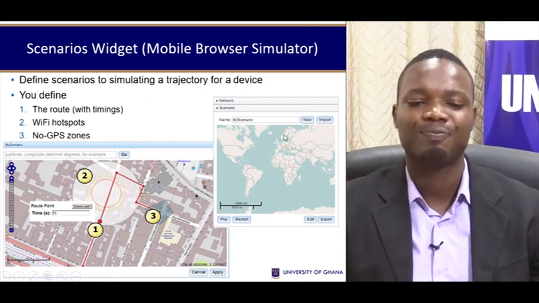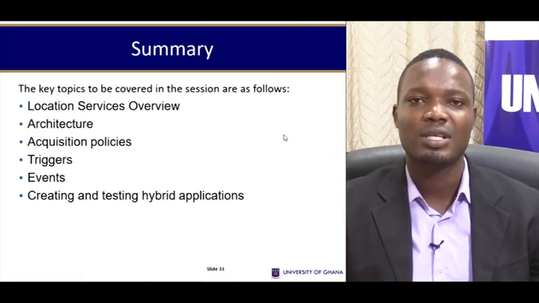Okay, so that brings us to the end of this session. We've looked at location services, and more importantly, we've looked at how Worklight allows us to use location services to make our applications more robust and more interesting. We saw the architecture of location services as used in Worklight. We know what the acquisition policies are. We've talked about the triggers and events, and finally we have seen how to test hybrid applications which have employed the location services. Thank you, and see you in the next session.